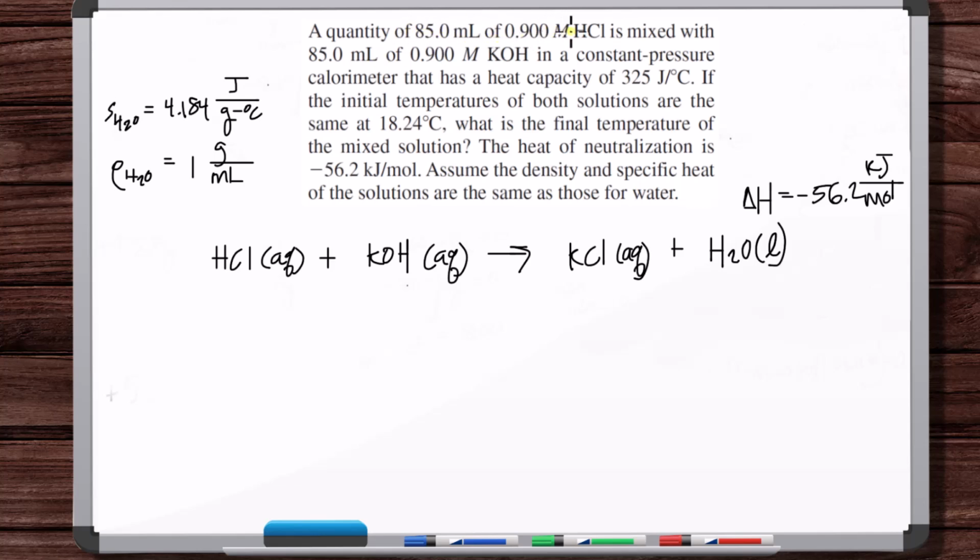How many moles are in a 0.9 molarity solution, 85 milliliters? Molarity is moles per liter, right? That's the units of molarity. So we've got moles, and we know the volume, and we're going to do this in liters. 0.90 is equal to some amount of moles divided by 0.085 liters. So I'm not going to put HCl or KOH.